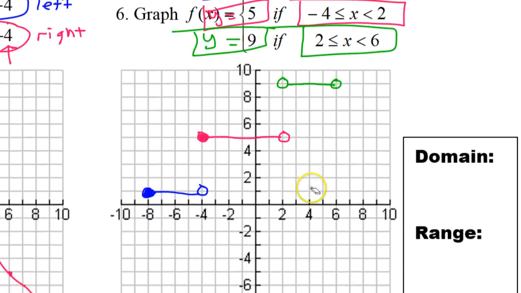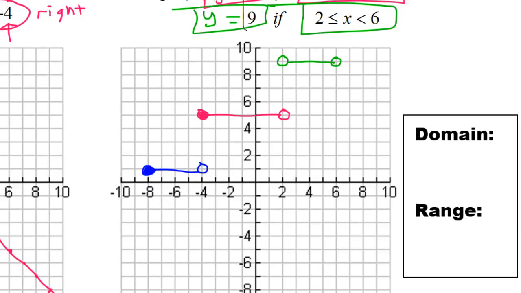Now let's just talk about domain and range. The domain, this does not go left forever. So left to right, wait, I forgot to make this a closed circle because of the or equal to. On the left, the point on the far left is at an x value of -8. So I'm going to put -8 here for the domain. On the right, the graph stops at +6. Now that's an open circle, not included, so I'll use a parenthesis. So that's the domain.